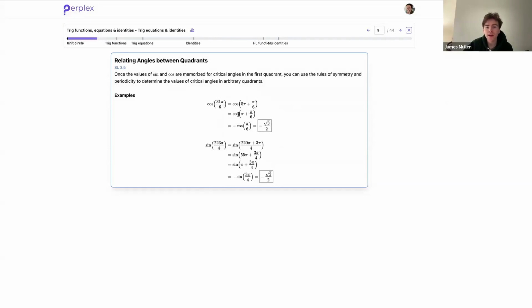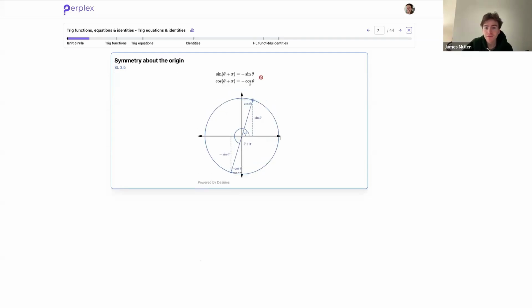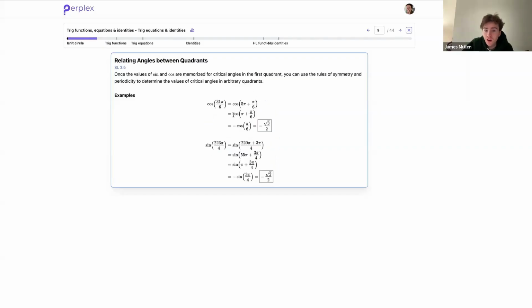If I have cosine of 31 pi over 6, I can first rewrite that as cosine of 30 pi over 6, which is 5 pi, plus pi over 6. All right, and then any multiple of 2 pi does nothing, so I can subtract it out. So I subtract out 4 pi, and I'm left with cos of pi plus pi over 6. And we just saw that adding pi to an angle flips the cosine to negative. So cos of pi plus pi over 6 is negative cos of pi over 6. So that's going to be negative square root 3 over 2.